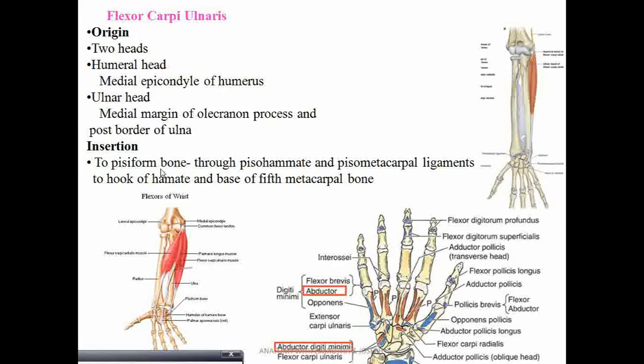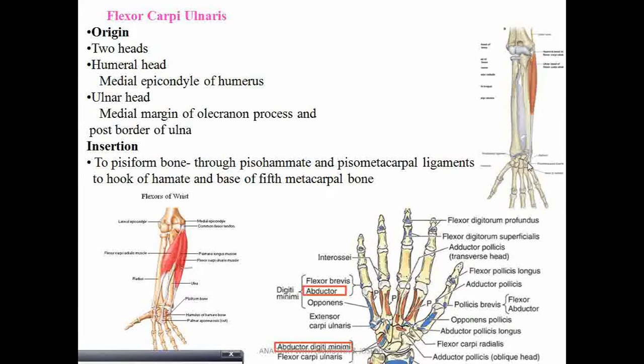Flexor carpi ulnaris is the medial most muscle, originating from the humerus and the ulna. The humeral head is from the medial epicondyle of the humerus. The ulnar head is from the medial margin of the olecranon process and posterior border of the ulna. Insertion is to the pisiform bone.